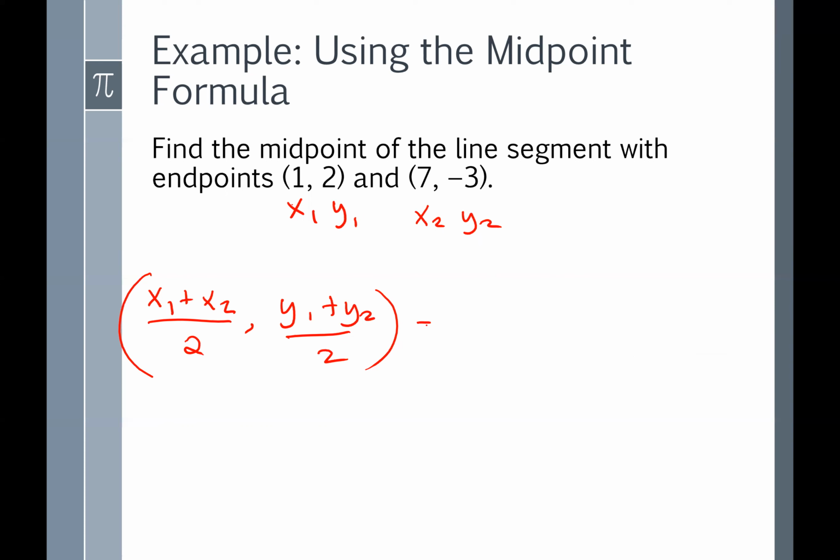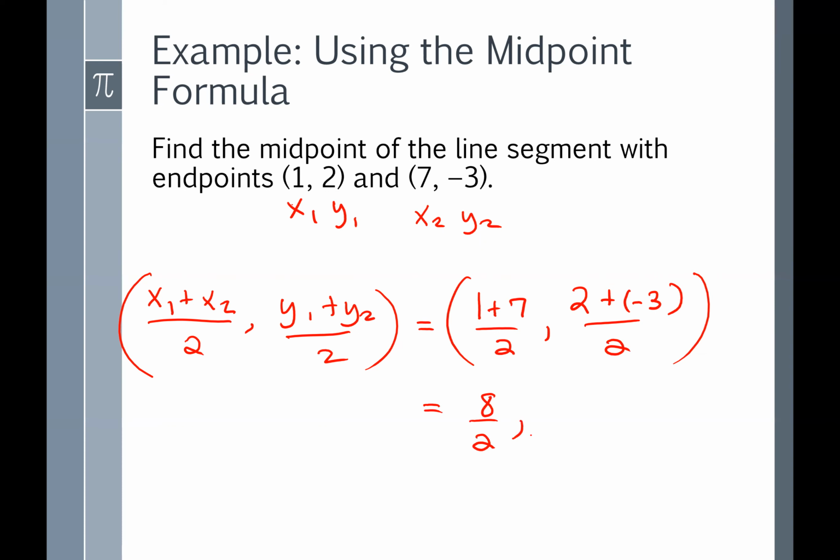All right, so now let's just go ahead and add these two x's together. So I have 1 plus 7 over 2, and for the y-coordinate of the midpoint, I'm just going to add the two y-coordinates together and divide by 2. So that's 8 divided by 2, which is 4. 2 plus a negative 3 is negative 1. And so our ordered pair, which is the midpoint of this line segment, is (4, -1/2).